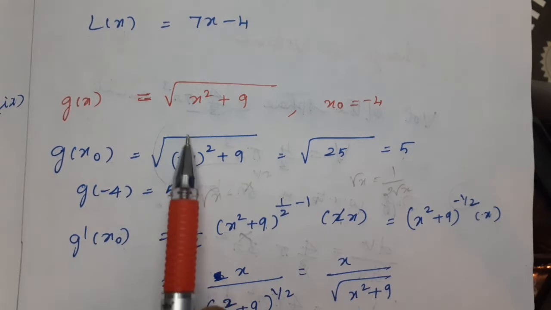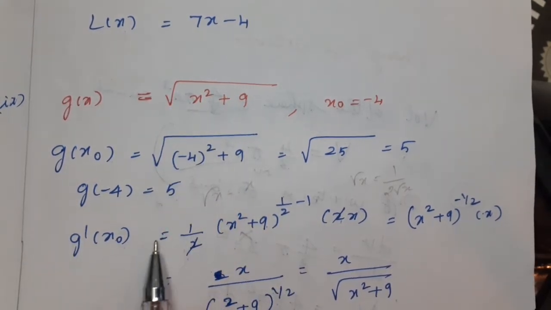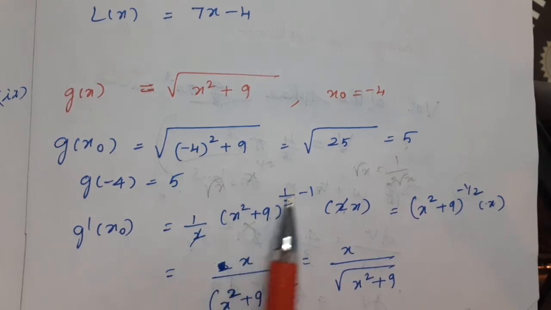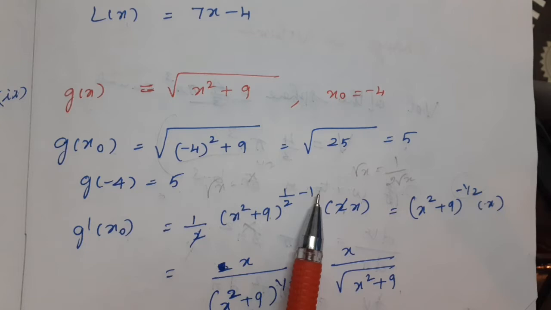See, this is (x square plus 9) whole power 1 by 2. The square root of x square plus 9 is nothing but whole power 1 by 2. So you differentiate it using n into x power n minus 1. So 1 by 2 into (x square plus 9) whole power 1 by 2 minus 1.